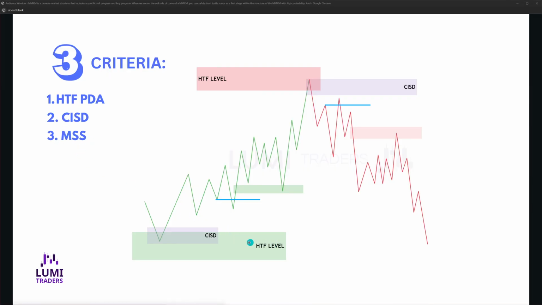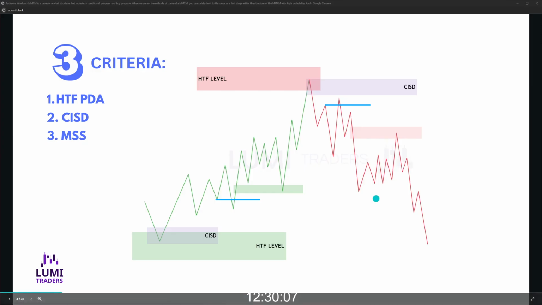This means once we entered a higher time frame level, in this case we are talking about a 4-hour PD array, it can be a 4-hour fair value gap, for example, you want to switch to the 5-minute chart to find change in the state of delivery and market structure shift.